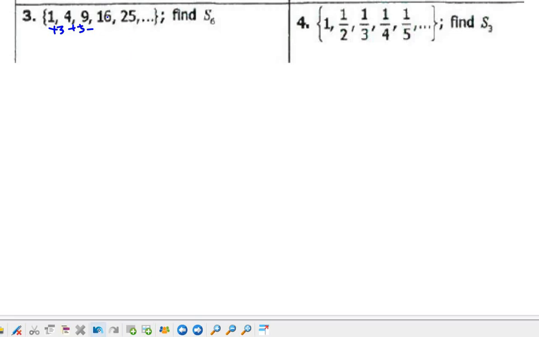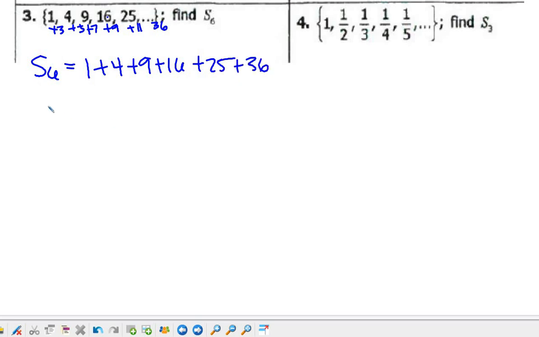So that's not it. Because then that's plus 7. That's plus 9. So then my next one would be plus 11, which would be 36. It's also perfect squares. 1 squared, 2 squared, 3, 4, 5, and 6. So depends on how you see it, I suppose. So S sub 6 would be equal to 1 plus 4 plus 9 plus 16 plus 25 plus 36, which is equal to 91.